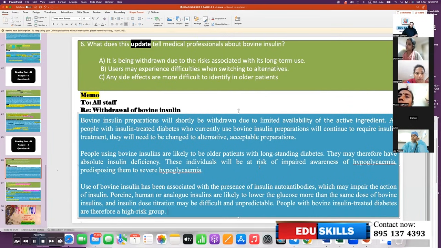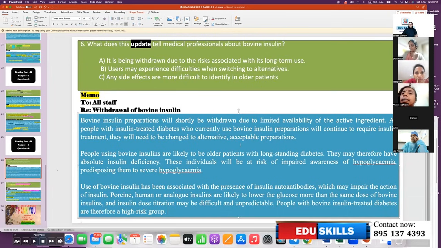Use of bovine insulin has been associated with the presence of insulin autoantibodies, which may impair the action of insulin. Porcine, human or analog insulins are likely to lower the glucose more than the same dose of bovine insulins, and insulin dose titration may be difficult and unpredictable. People with bovine insulin-treated diabetes are therefore a high-risk group. Any idea? The answer? I think B is the answer. B option.